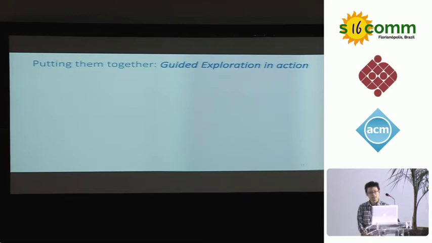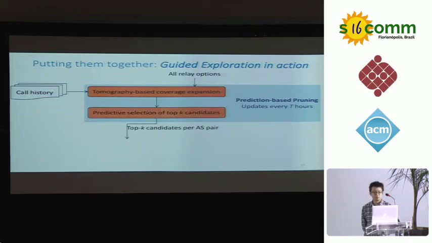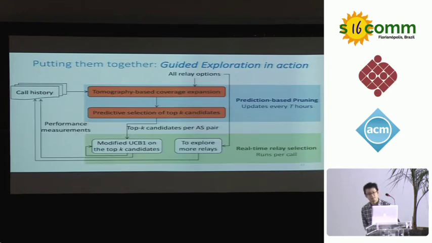The workflow has two parts. First, VIA periodically takes call history and uses a tomography-based algorithm to predict the top K candidates, as we've shown before. Then, in real time, VIA uses this modified UCB1 algorithm to explore the top K candidates. And at the same time, just to maintain visibility across other relay options that we haven't tried in the top K candidates, VIA uses a small fraction of calls to explore all options.